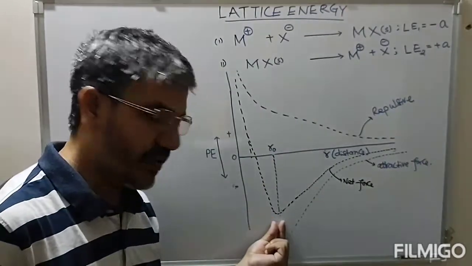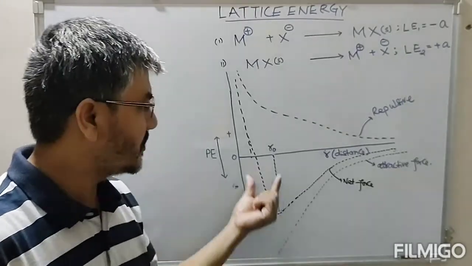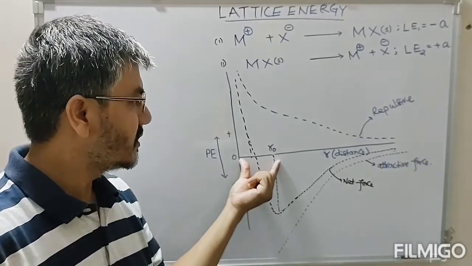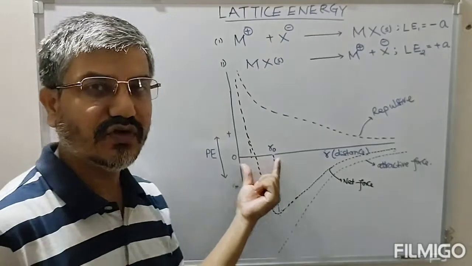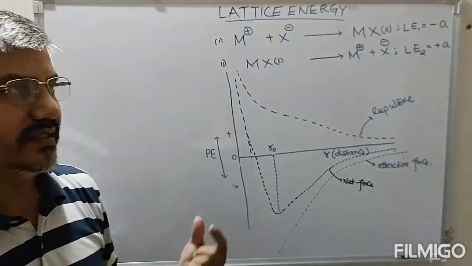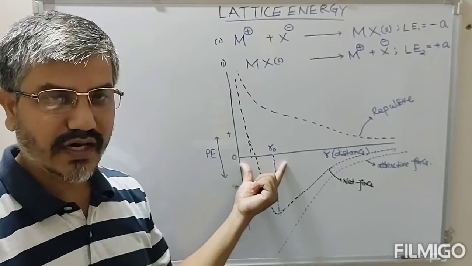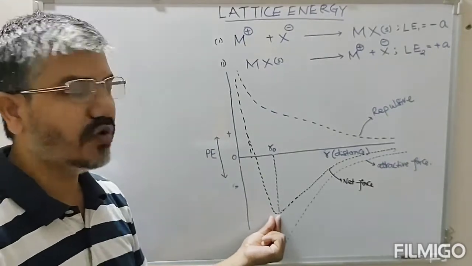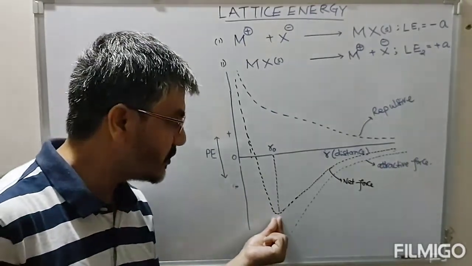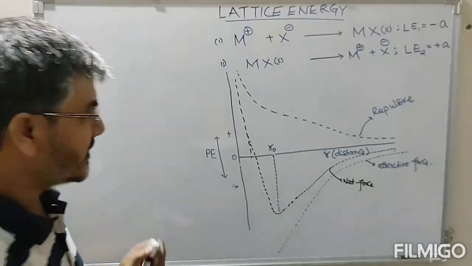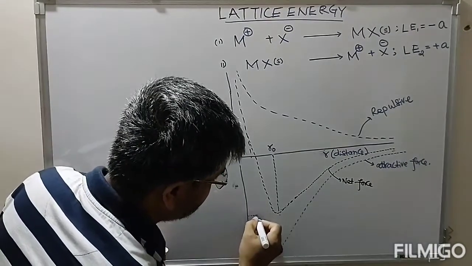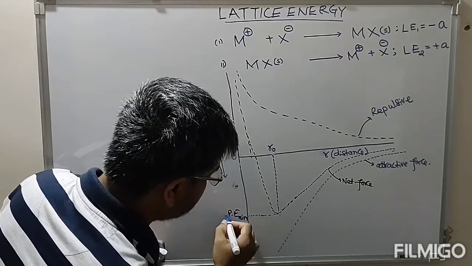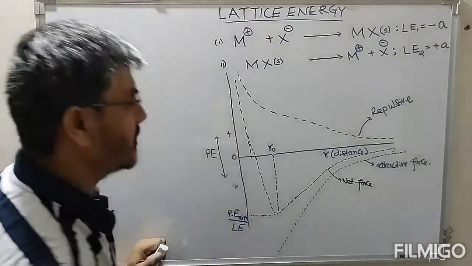So that minimum point corresponds to the formation of a bond between M and X. At this particular point, R0, the formation of an ionic bond takes place. That is, the attractive force between the two ions has the maximum value at this point. Since the bond formation takes place, the energy corresponding to this point is defined as the lattice energy. So the potential energy is minimum and this corresponds to the lattice energy.